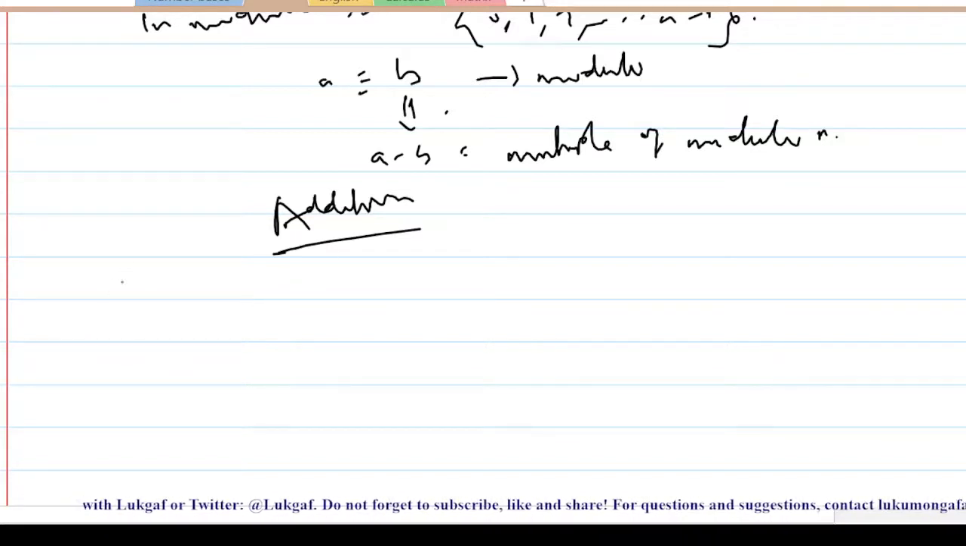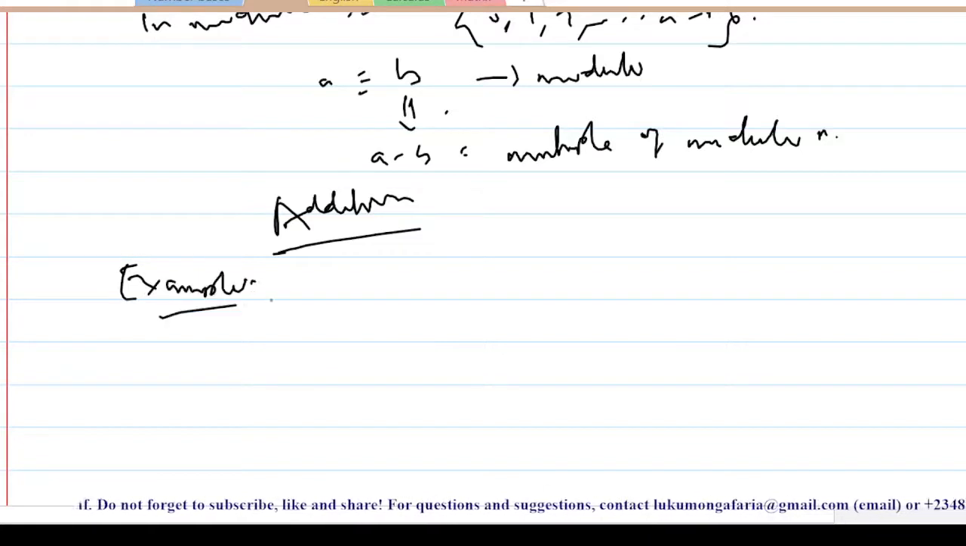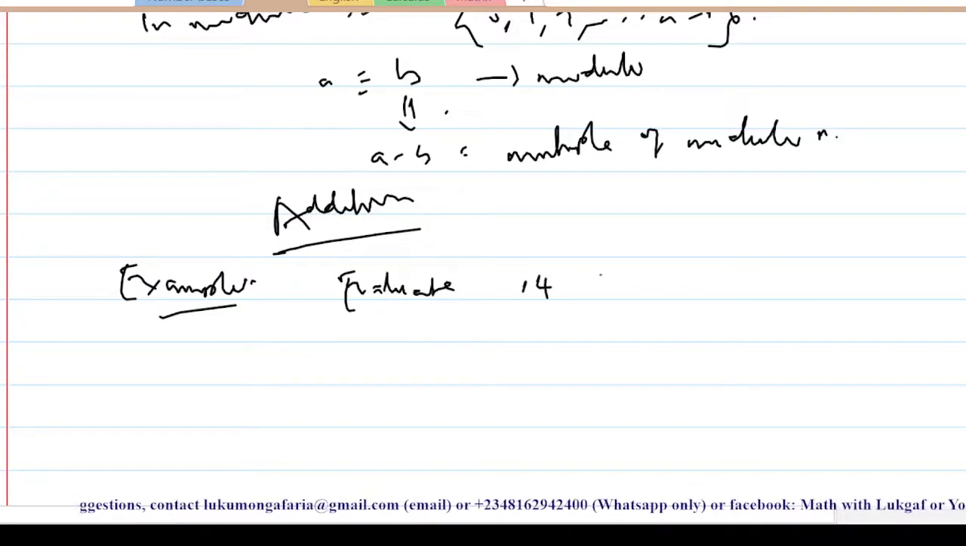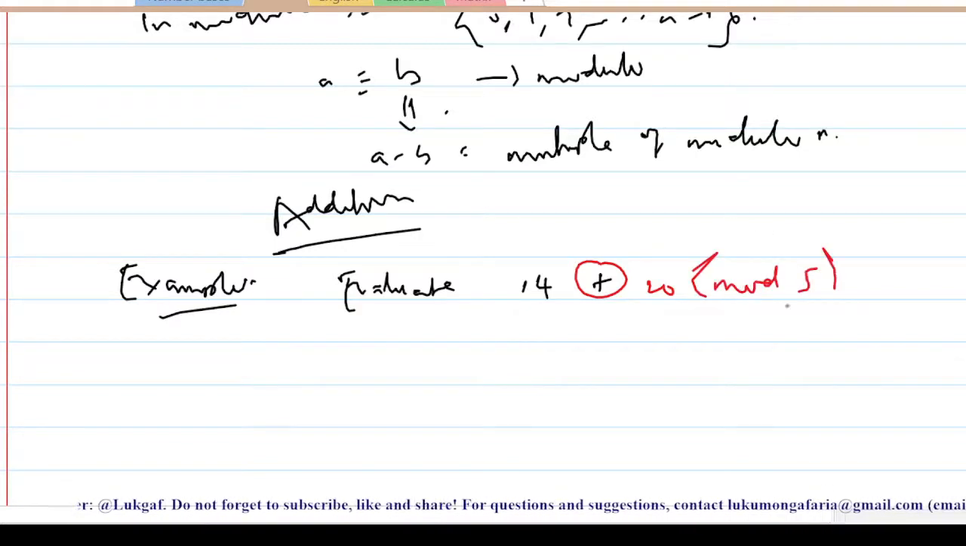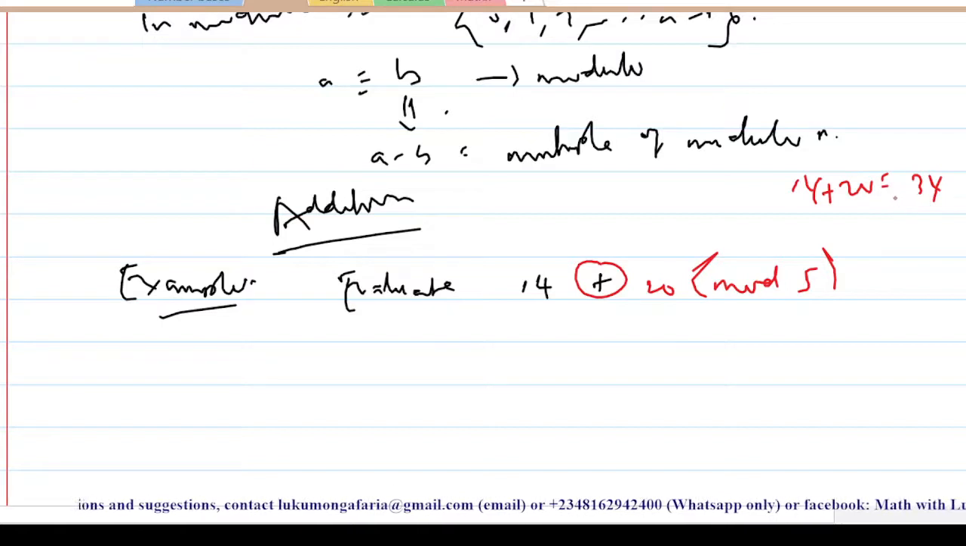You can do that in two ways. Let me give you an example to explain what I'm trying to say. Example: evaluate 14 plus 20 in modulo 5. Don't just say plus. If you say plus, then you've abused the symbol, so you have to put the modulo notation so that they know it is not a usual addition. If it is a usual addition, 14 plus 20 will give me 34. Can you write 34 in modulo 5? No, because if you are working in modulo 5, then what you have must be composed of numbers between 0 and 5 minus 1, which is 4. So if you want to handle this kind of number, you can do it in two ways.